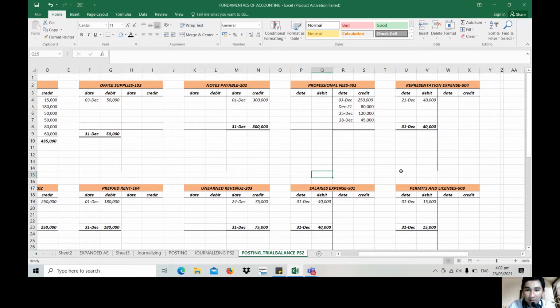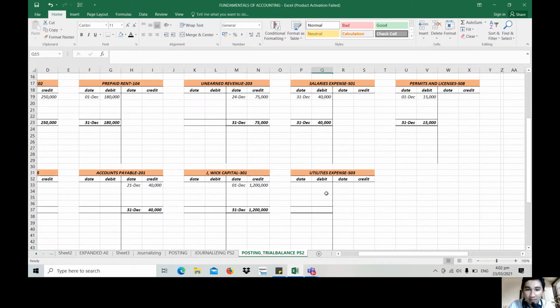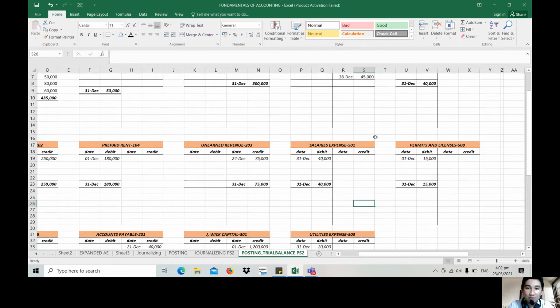And your utilities expense, utilities expense pa tayo, ayan. December 31 pa din, pero 20,000 pesos. Okay, so the total here is 20,000 pesos. And we are done with the posting.